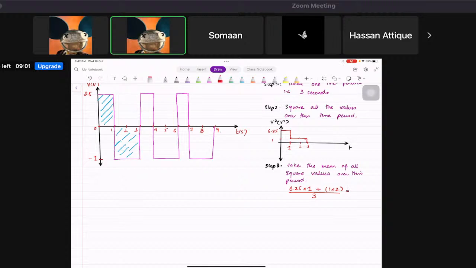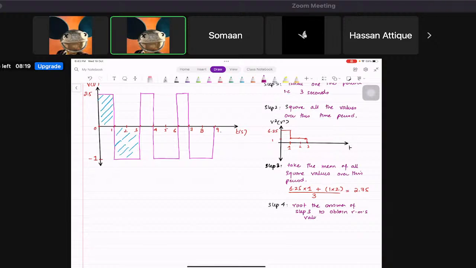If you don't understand what I've done, basically I've done it for each second. In the first second it was 6.25, in the second second it was 1, and the third second was 1, and then I've divided by 3. So every second I've taken the voltage. Is it clear? It's up to you: you can take the area or you can do this. It's the same thing. Now, the last step, when you're done with the mean, is that you take the root of the answer of step 3 to obtain the RMS value.